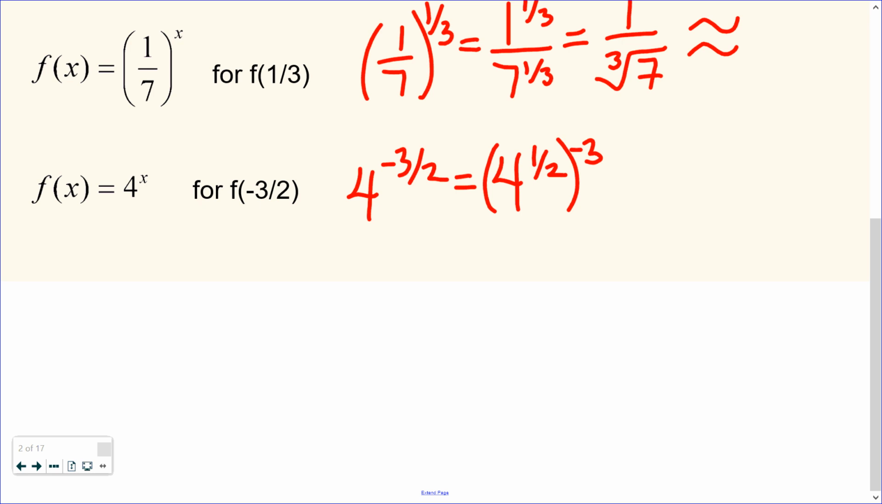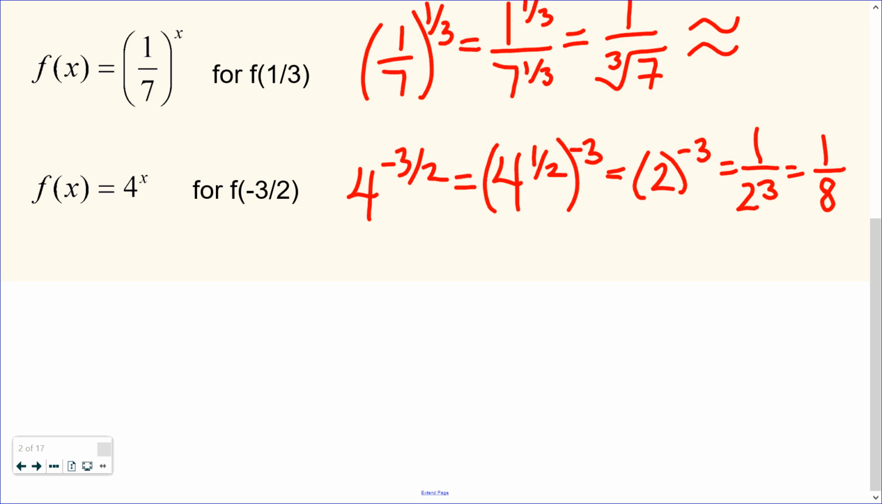Anything to the 1/2 power is the same as doing what? I just kind of talked about that a second ago. Square root. So square root of 4 is 2. So now I have 2 to the -3rd power. And then we can simplify that. Put it in the denominator with the 3rd power, and 2 to the 3rd is 8.